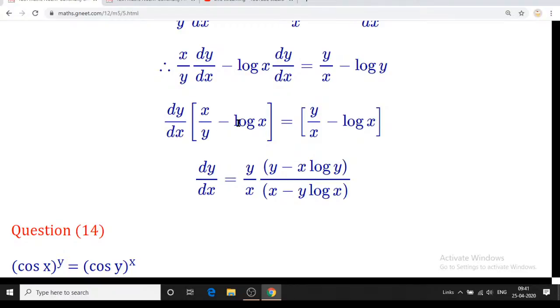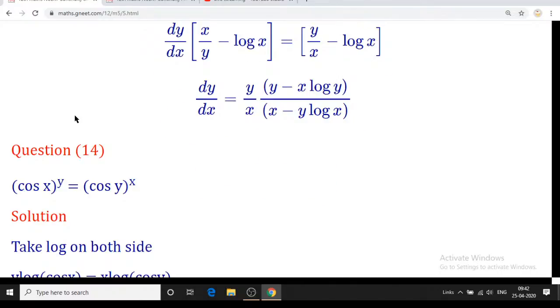That is, we have taken the LCM. So that is (x minus y log x) upon y is equal to (y minus x log y) upon x. And we have converted it into another form. And we get dy by dx is y times (y minus x log y) upon x times (x minus y log x). I think this sum has also been cleared.